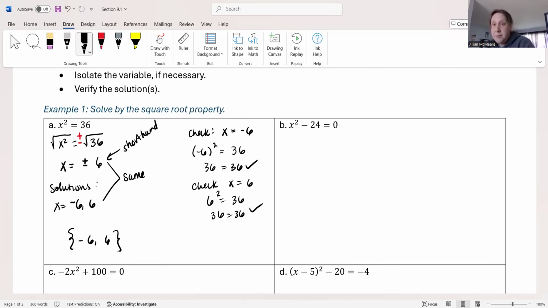All right, for part B, we have x squared minus 24 equals 0. We want to isolate the variable piece that is squared. So we want to isolate x squared here. To do that, we want to add 24 to both sides.